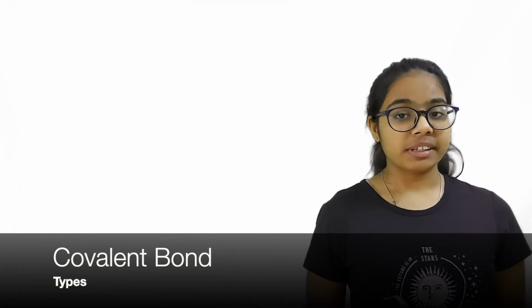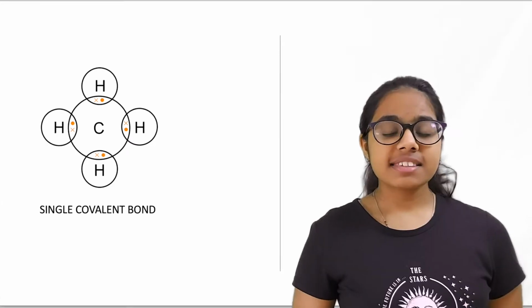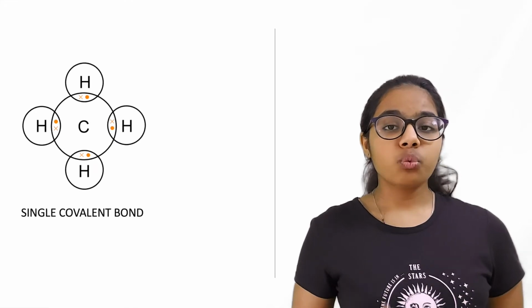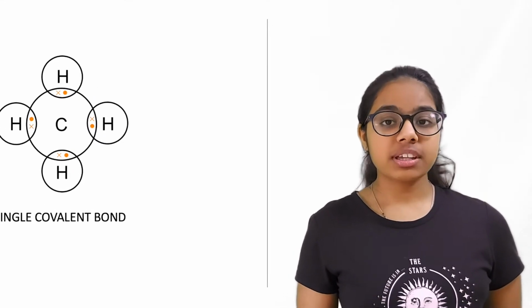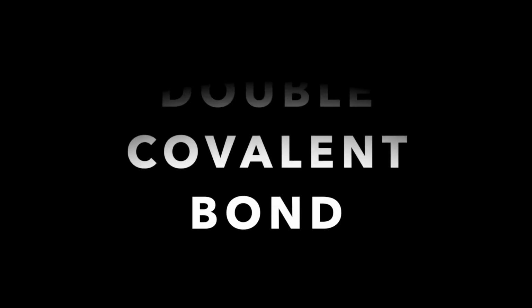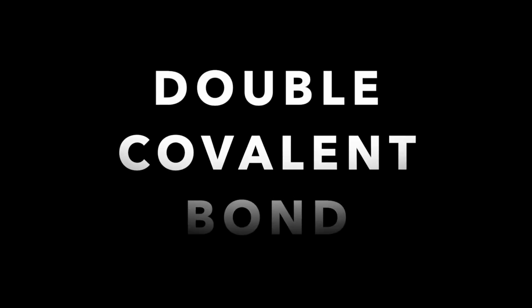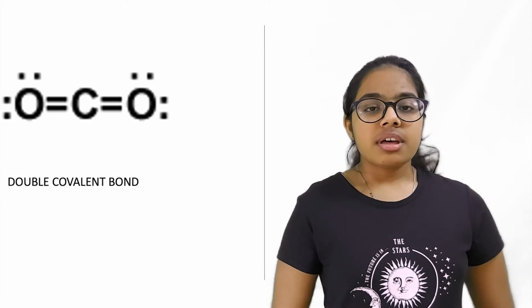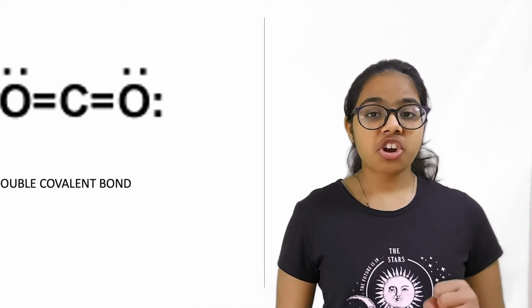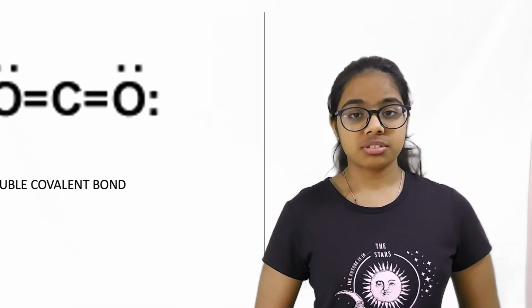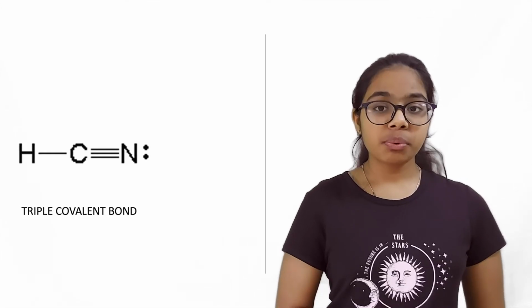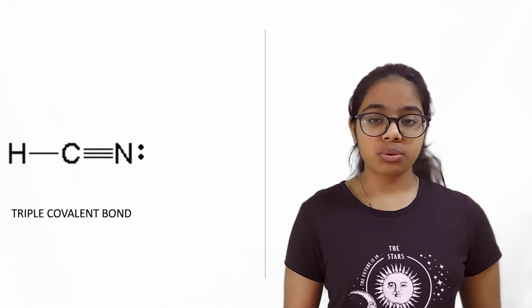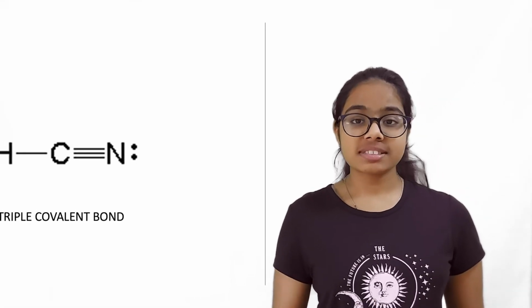Carbon makes 3 types of covalent bonds. In a single covalent bond, carbon shares one electron, for example, methane. In a double covalent bond, carbon shares 2 electrons. For example, carbon dioxide, in which carbon shares 2 electrons with oxygen. In triple covalent bonds, carbon shares 3 electrons. For example, hydrogen cyanide.